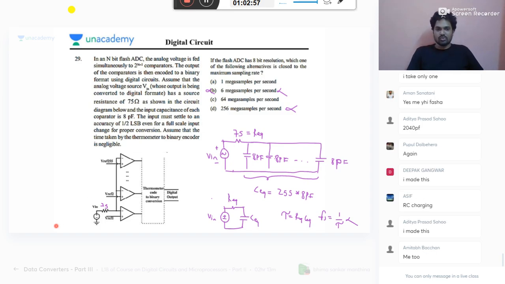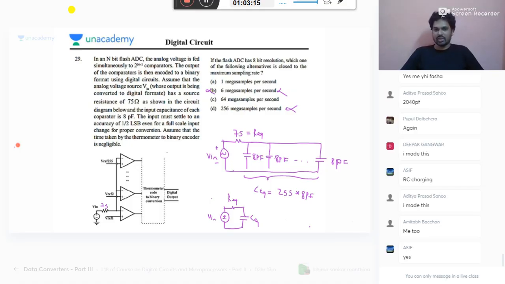So what to do, sir? Let me do it. If you have good networks knowledge, a shortcut method: at 5 tau the system will reach steady state. Simply calculate 5 tau and F equal to 1 by 5 tau is the simplest answer you can get. It is an approximate answer. So let me do it systematically.